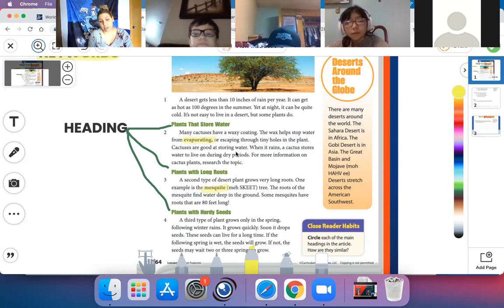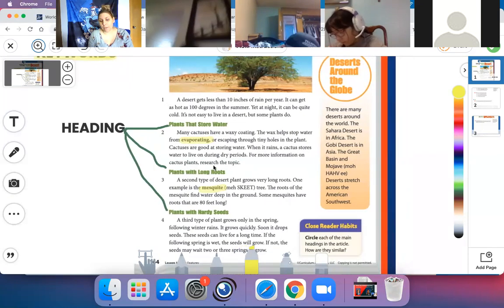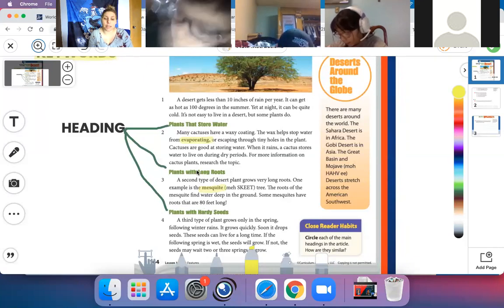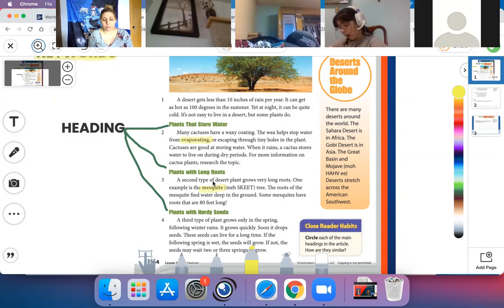Cactuses are good at storing water. When it rains, a cactus stores water to live on during dry periods. For more information on cactus plants, research the topic. Our next heading, plants with long roots. So this paragraph is going to tell us how plants with long roots survive in the desert.